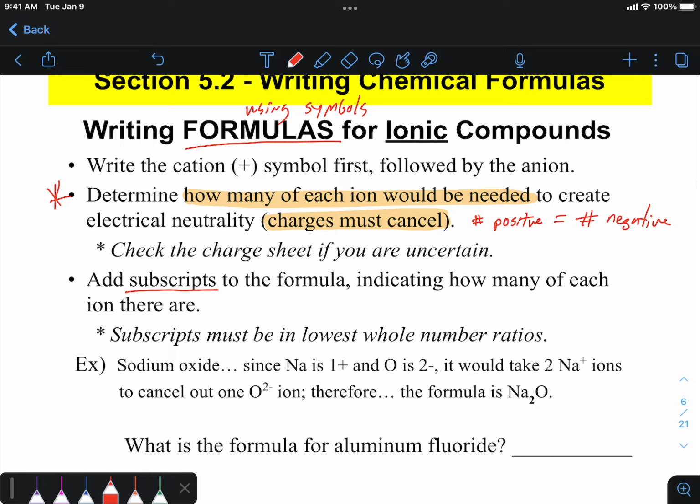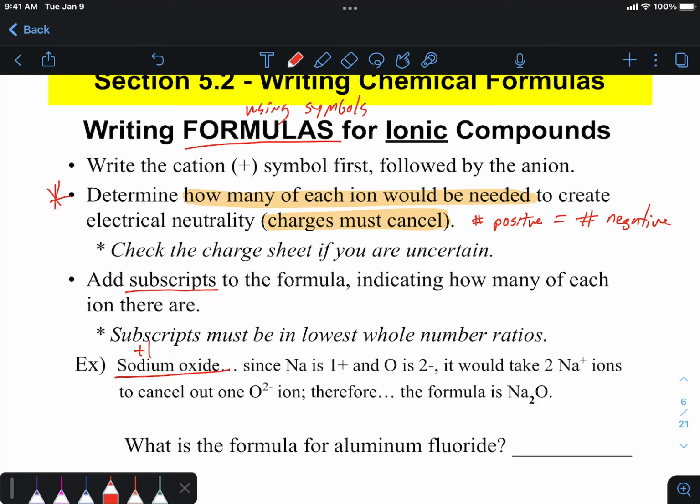Okay, so, example, sodium oxide. To write the formula for sodium oxide, you need to know the charge on both of these. Sodium is +1, right? And there's a couple reasons why you should know this. A, because sodium is an alkali metal. And I probably said more than once that all alkali metals have a charge of +1 when they are bonded in compounds.